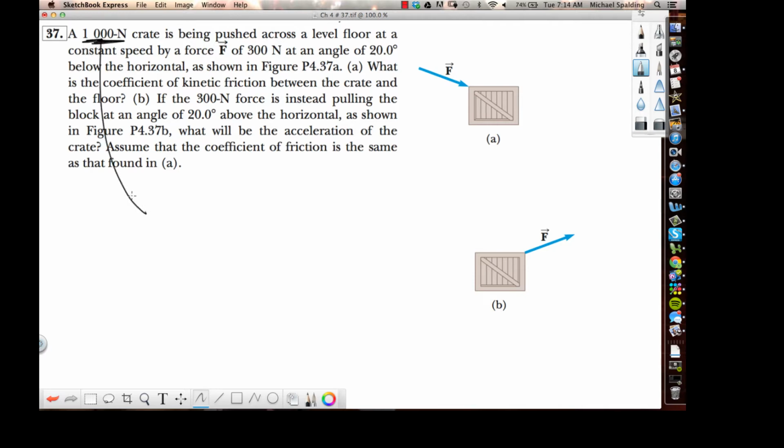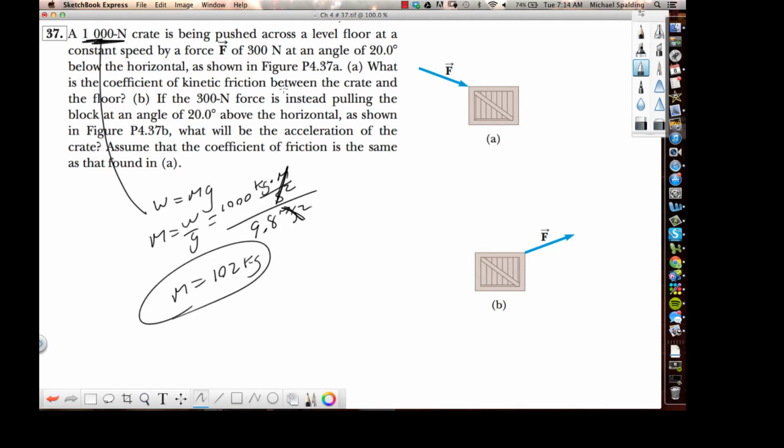So how do you get mass from the weight? Well, weight equals what? mg, right? So the mass will be weight over gravity. So that's going to be 1,000 newtons. Remember, a newton is a kilogram meter per second squared. And then gravity is 9.8. So the mass of the crate comes out to about 102 kilograms. The meter per second squared cancels, so that's the mass. So we'll just make note of that. The mass of the crate is 102.